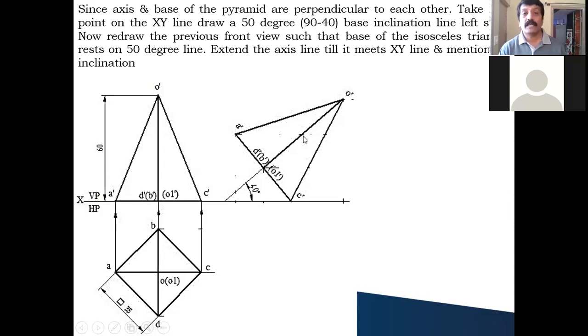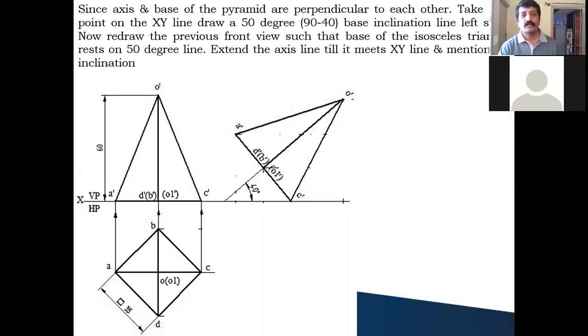After drawing this, you can extend this axis line till it meets the XY line and show it. So the axis is 40 degree, which he has given, but for my convenience, I have taken the base inclination as 50 degree. So it is correct.